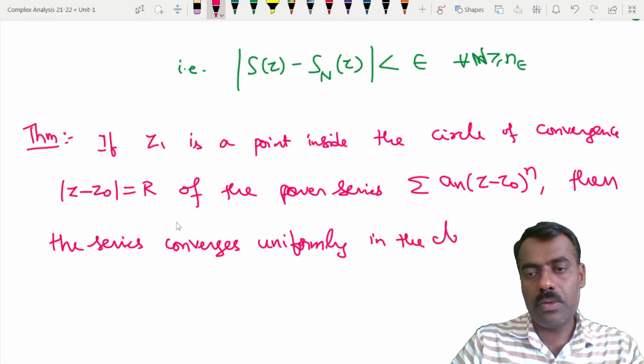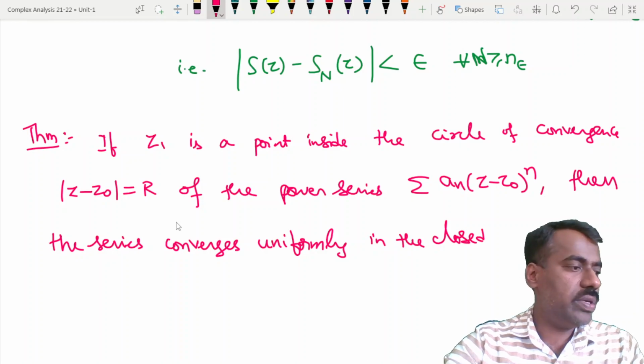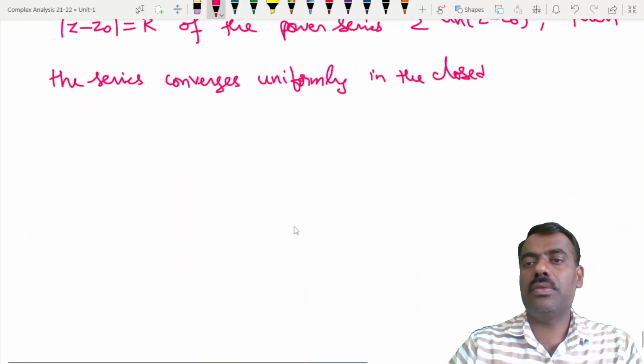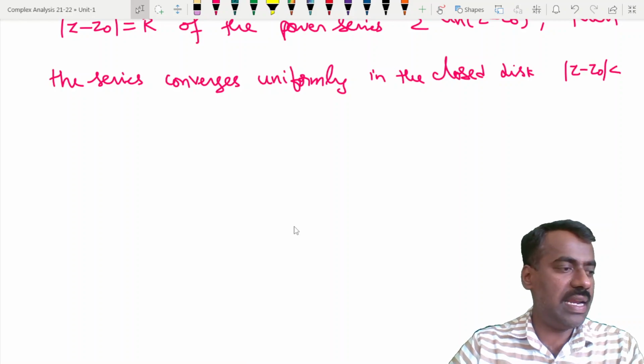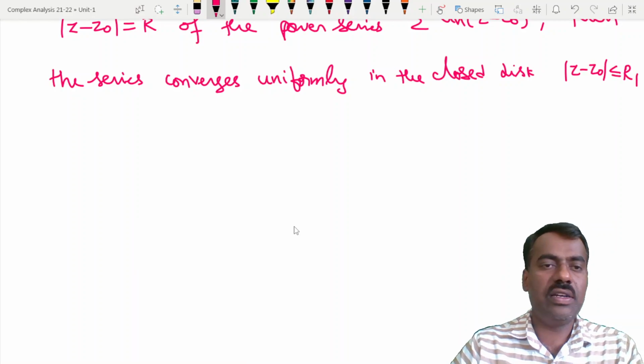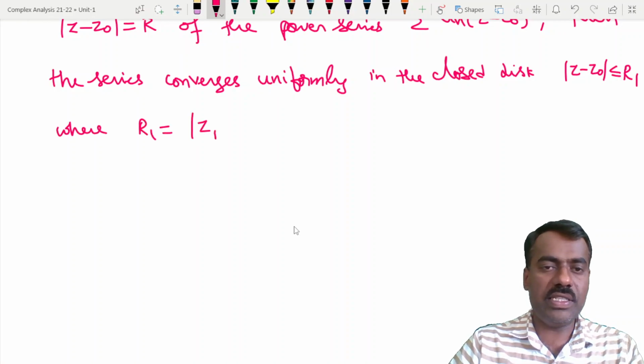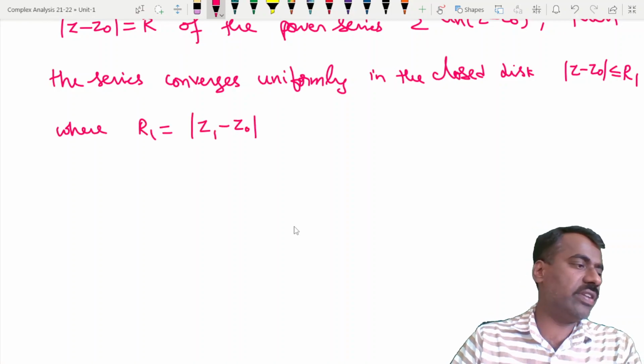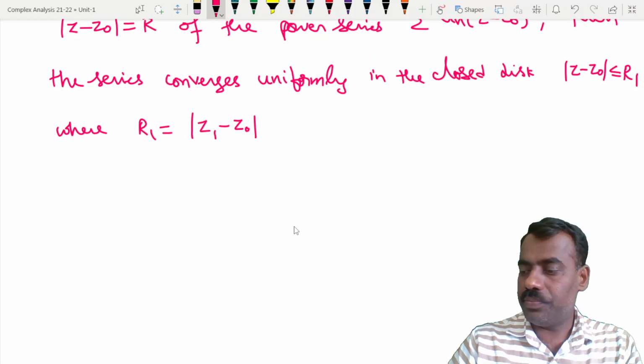in the closed disk, mod z minus z naught less than or equal to r1, where of course what is r1? r1 is the distance between z1 and z0, z1 minus z0. Fine.